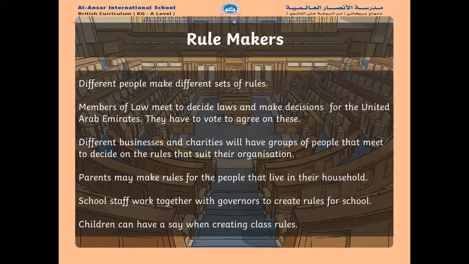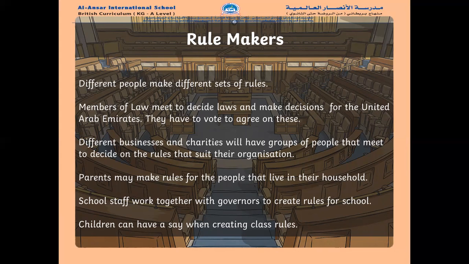Rule makers. Like we discussed last week, rule makers are our parents, our teachers, us, the offices, the government, the organizations. Different people make different sets of rules. Members of law meet to decide laws and make decisions for the United Arab Emirates. They have to vote to agree on these.